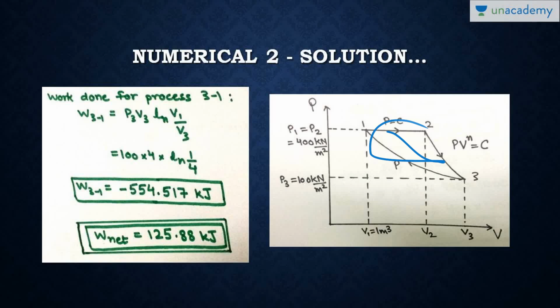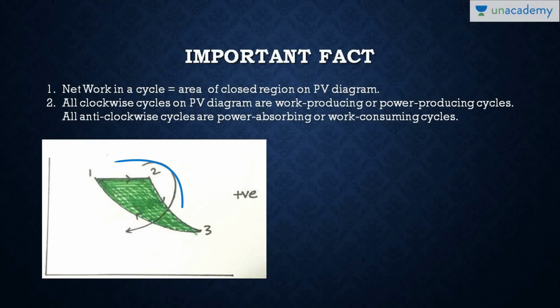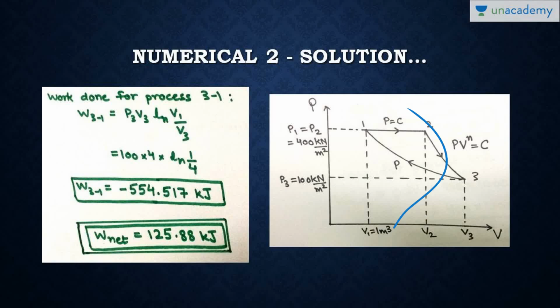If I ask you whether this cycle is work producing or work consuming, you can tell by the sign: if the value of work transfer is coming as positive then it is work producing, if it is coming as negative then it is work consuming. But there is a shortcut: if the cycle is going on in a clockwise direction then it is work producing, and if the cycle is going in an anti-clockwise direction then it is work consuming. As you can see in the figure, it is going in a clockwise direction, so it is work producing.